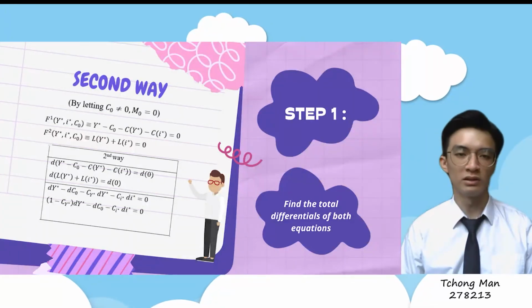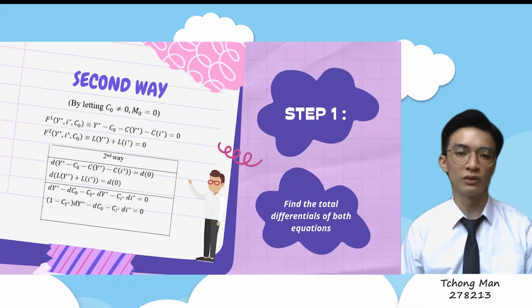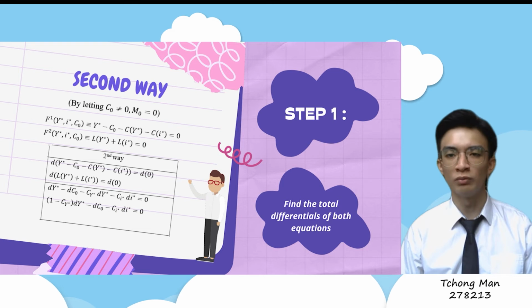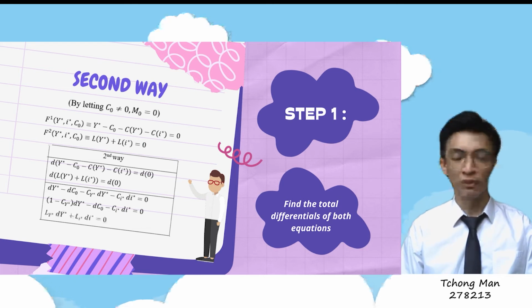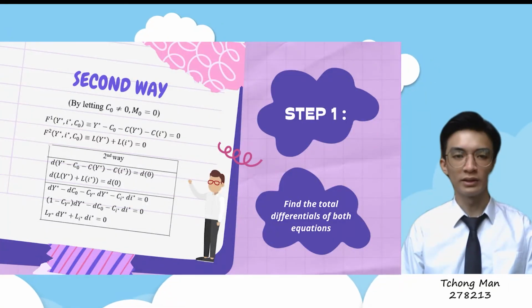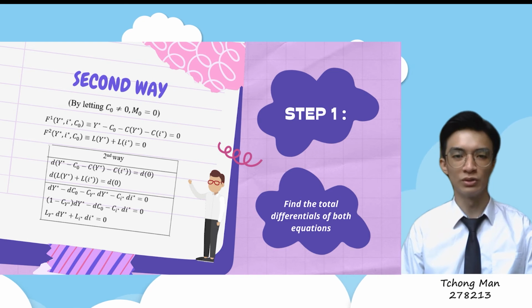The reason we do like this is because it is easier for us to calculate or transform it into matrix form later. And for the second equation, we can get like this: Ly star dY star plus Li star dI star equals to 0.